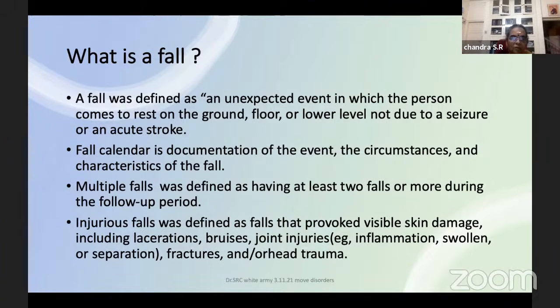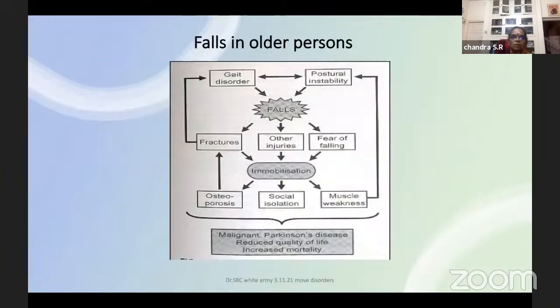So injurious falls are defined as falls that provoked visible injury. So they are more grave. So you have to take much more precautions. So you make a fall calendar, define whether it is multiple, and then whether they are injurious or not injurious, to define the gravity. And so a person who falls can be due to gait disorder.